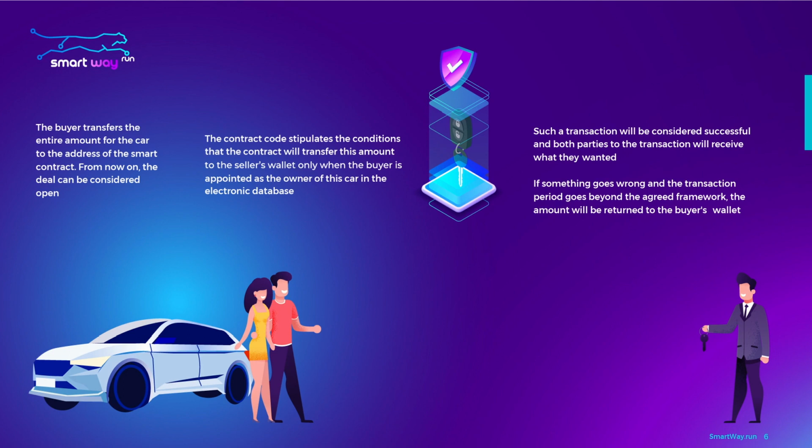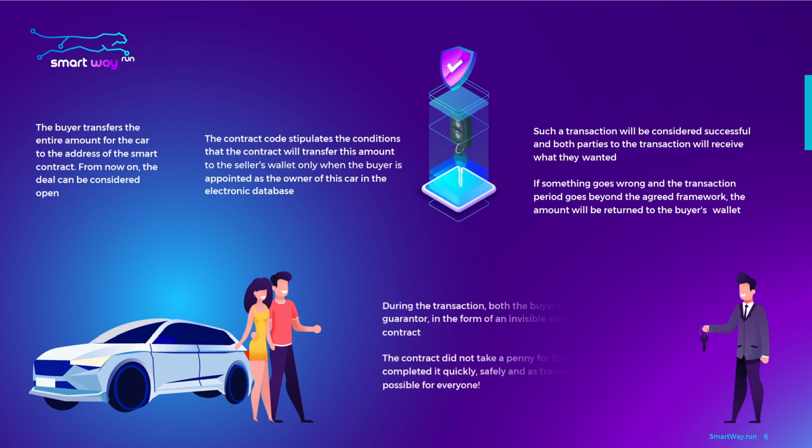If something goes wrong, and the transaction period goes beyond the agreed framework, the amount will be returned to the buyer's wallet. During the transaction, both the buyer and the seller had a guarantor, in the form of an invisible assistant, a smart contract. The contract didn't take a penny for its service, and completed it quickly, safely and as transparently as possible for everyone.